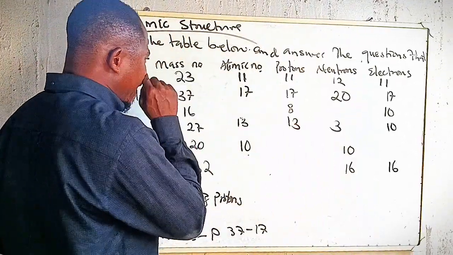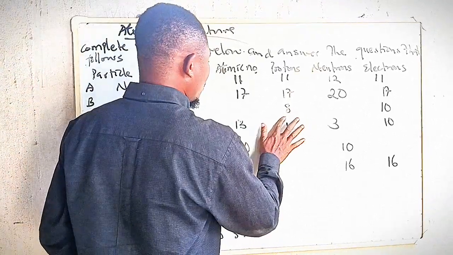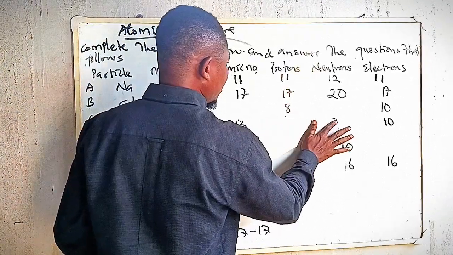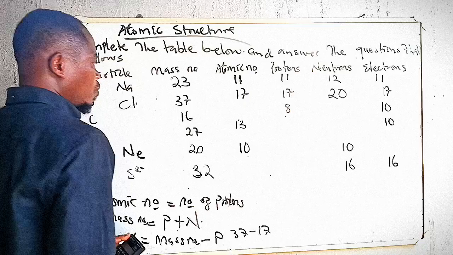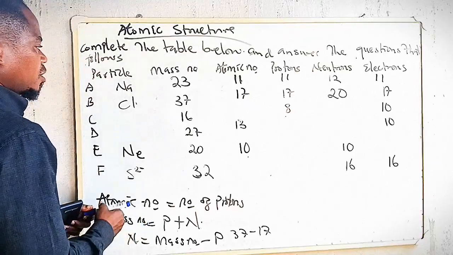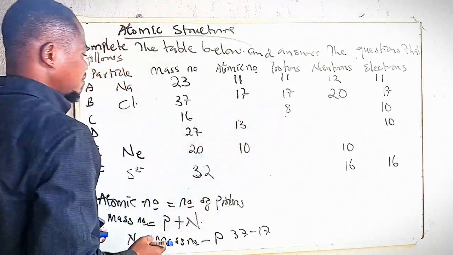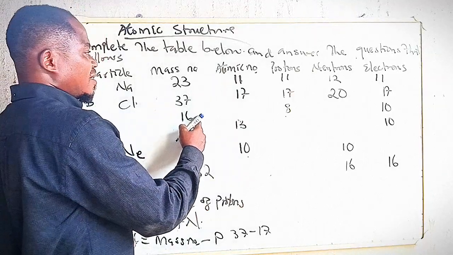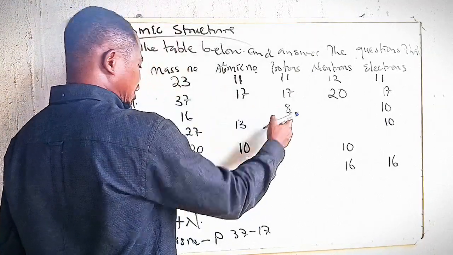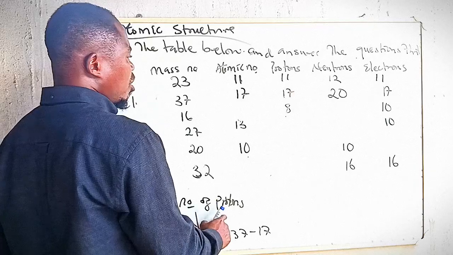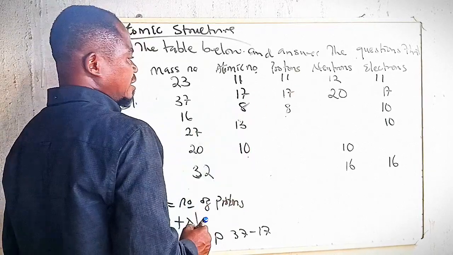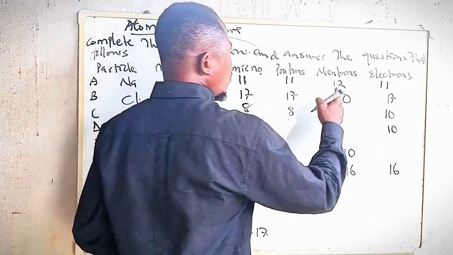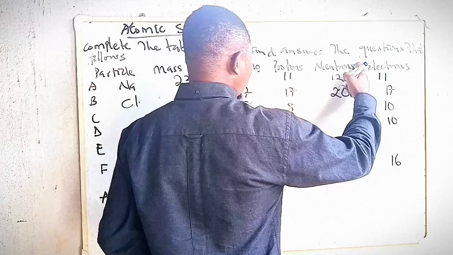Sorry, I missed the line. I think we're on C. Yeah, we're on C. All right. So we're supposed to follow this line. Sorry. Okay, C. We have mass number 16. We don't know the atomic number, but atomic number is equal to number of protons. So here it is 8.